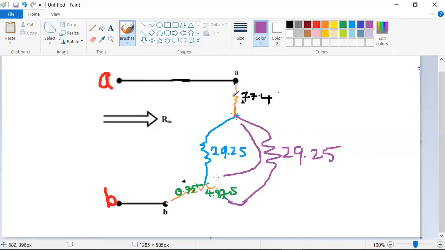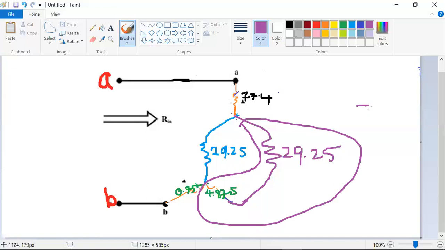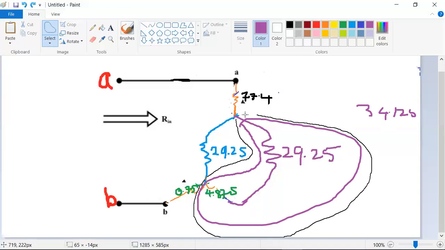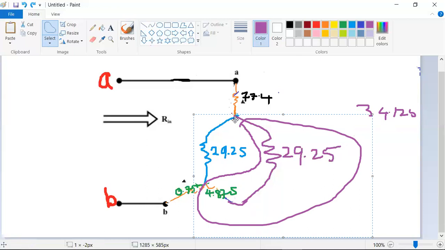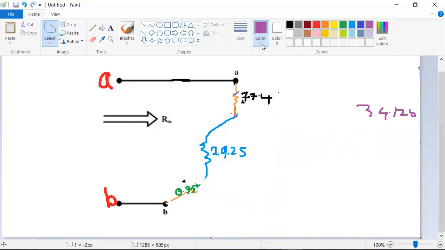The final value of this is 34.125. Now you can eliminate this by adding the complete value of the resistor, 34.125. Now I am adding my resistor, 34.125.